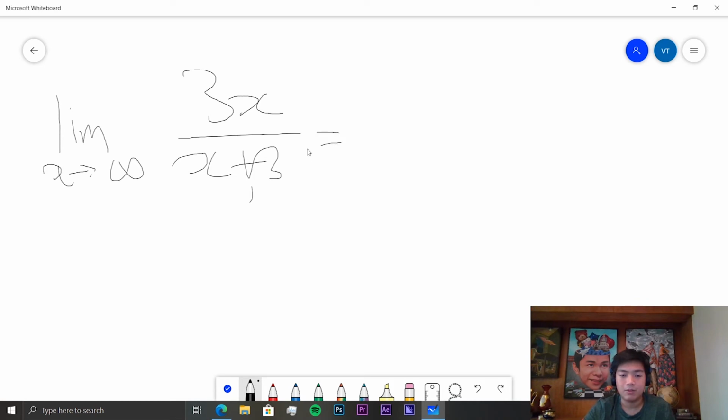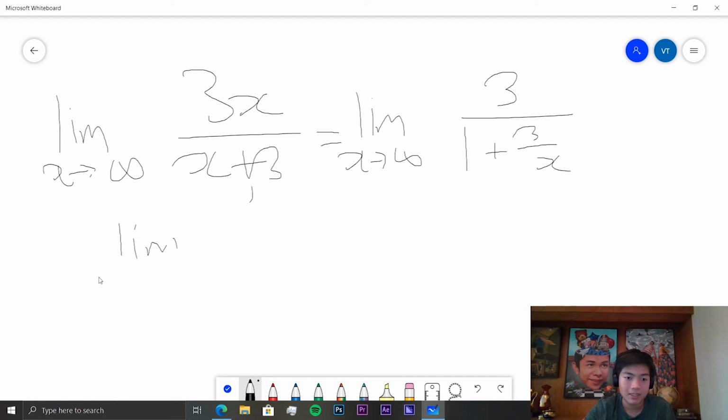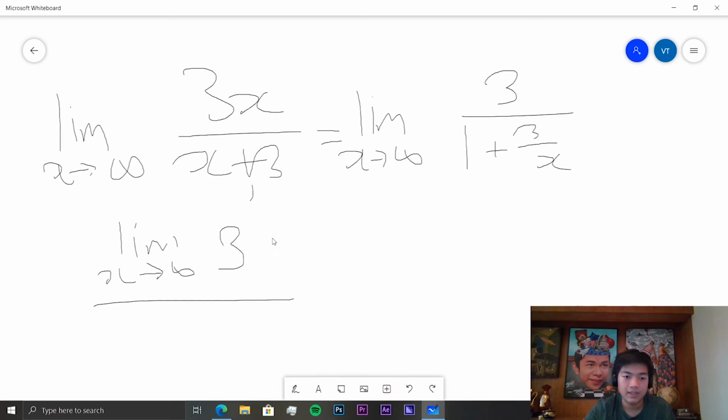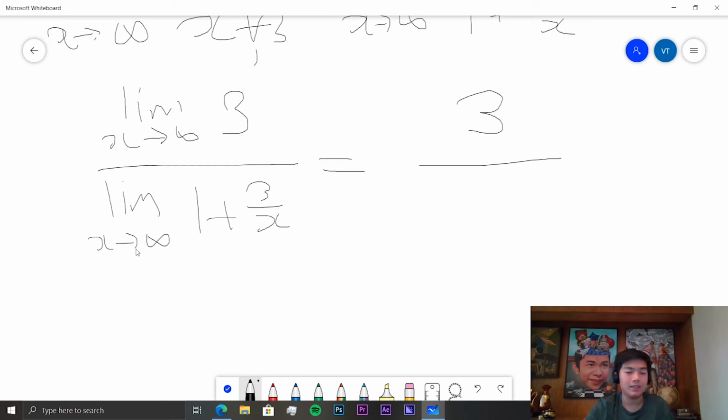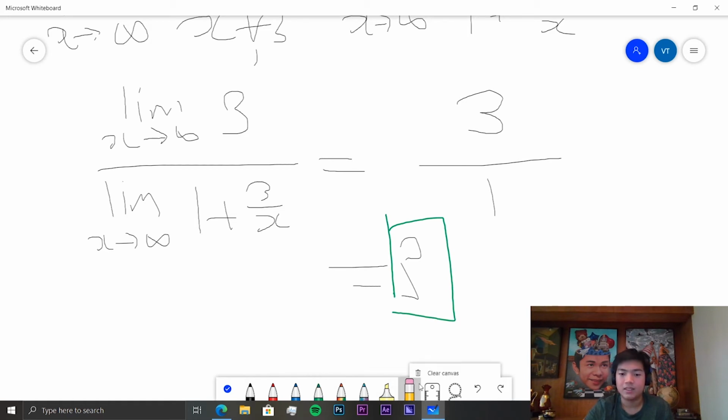So this would be equal to the limit as x tends to infinity of 3 over (1 plus 3 over x). And so this would be equal to the limit as x tends to infinity of 3 over the limit as x tends to infinity of 1 plus 3 over x. We know this top part is equal to simply 3, and in the bottom part, as x tends to infinity, 3 over x will tend to 0, so this will be equal to 1. So this is equal to simply 3. That's it. So on to the next one.